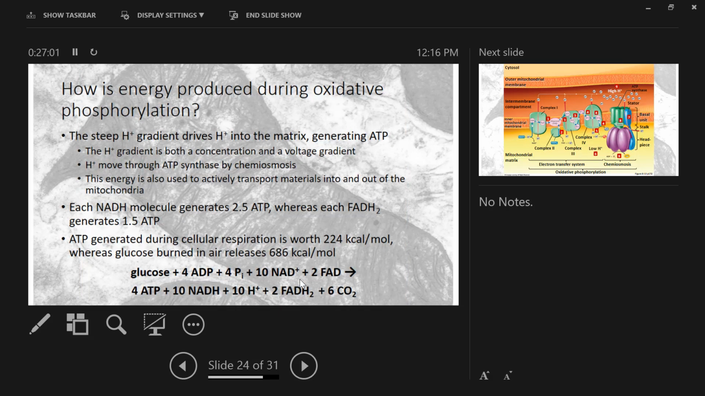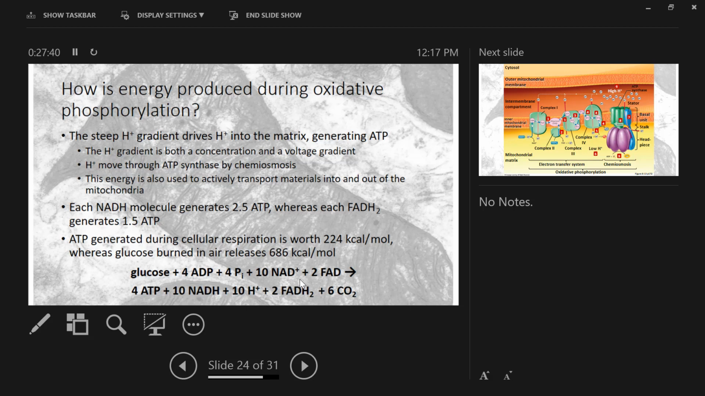And so going back to this previous slide, this energy is used to actively transport materials into and out of the mitochondria. What is the only material so far that we've mentioned being actively transported into the mitochondria? I'll give you a hint. It's the product of step 1. What's the product? Pyruvate. Pyruvate is the only thing so far that we've mentioned being actively transported into the mitochondria.